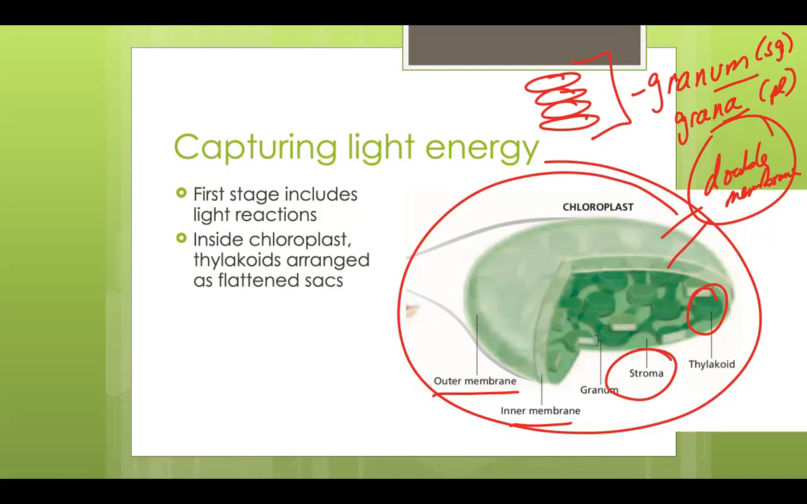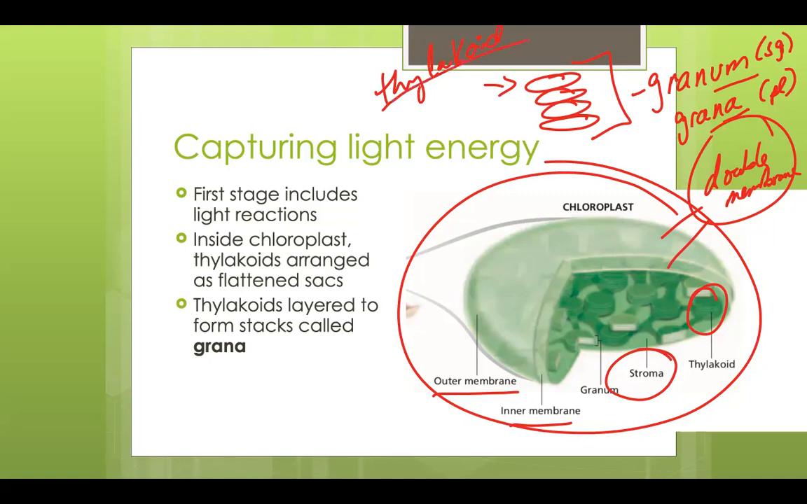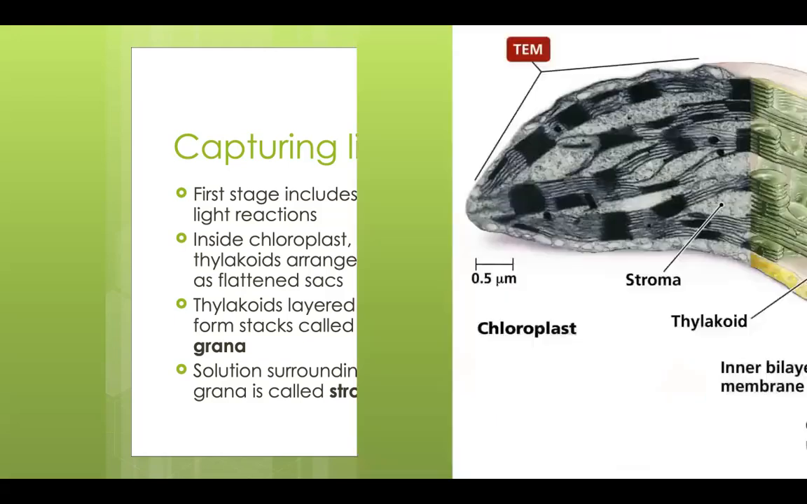And I guarantee you, you will have a question about that sooner or later, about why the structure of the chloroplast is so important. But I'll try to make sure to talk about that again when we actually look at the reactions. So the thylakoid is just one of these pancakes, right? And then they are formed in stacks called grana. Again, that's plural. And the solution surrounding all of that is called the stroma. Okay, that's the internal structure of a chloroplast.